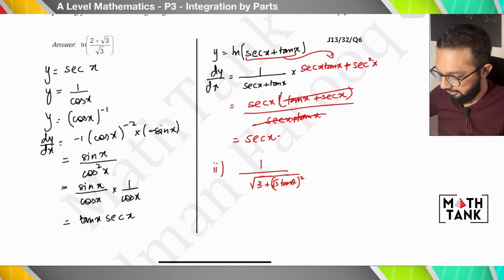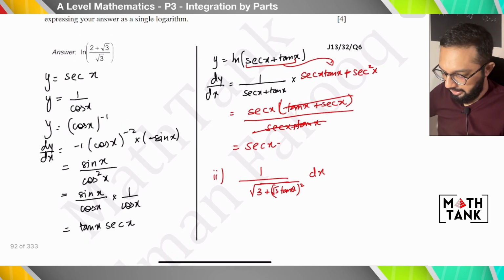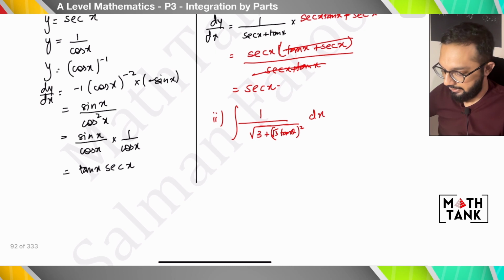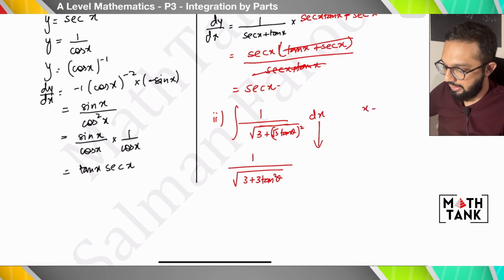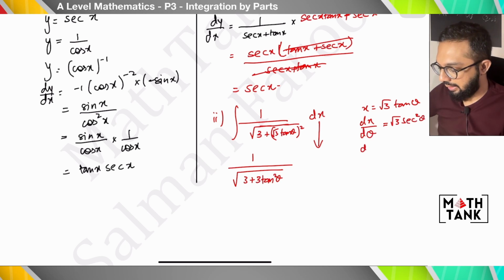That's quite a weird question. I have a dx here. Okay, so let's try doing that. There's a root inside the root. Let's see if that simplifies. So that's 3 plus 3 tan square theta. And replacing dx, I have x equals root 3 tan theta, so dx over d theta is root 3 sec square theta, and dx equals root 3 sec square theta d theta.